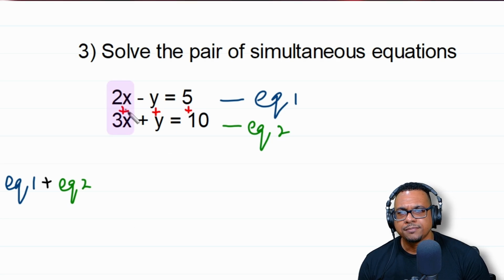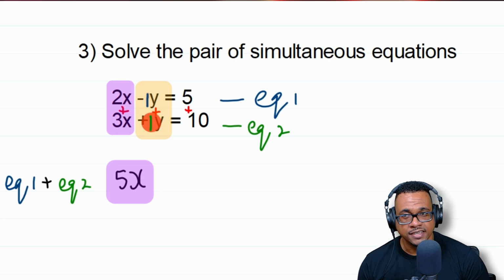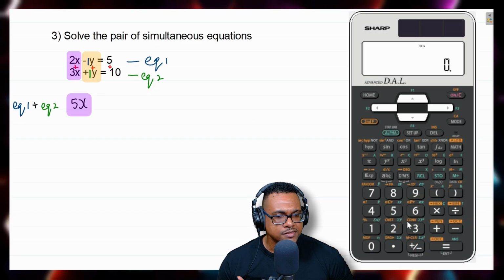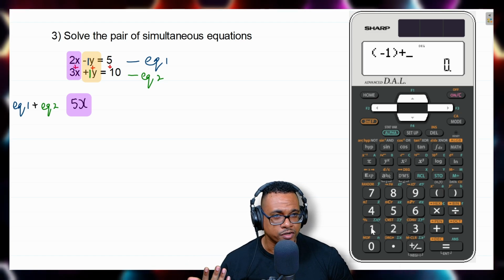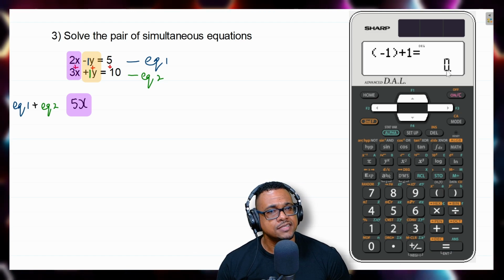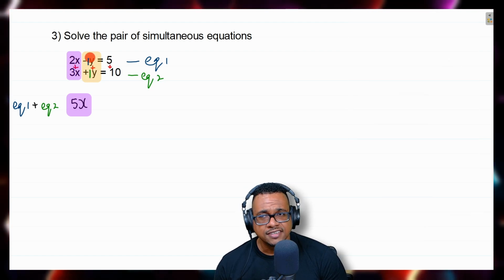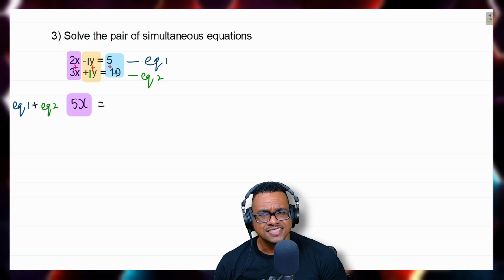So now we have 2x plus 3x, that will give us 5x. And watch this now, we have negative 1y plus positive 1y. So if you go on the calculator, what you'll type is negative 1 plus positive 1. Let's see if we get 0. So I'm going to type in negative 1 plus positive 1. That's positive 1. Press equal and you see that you got 0. So now 0 is nothing, so we're not going to write anything. So now we just put the equal sign and we'll have 5 plus 10, which is 15.